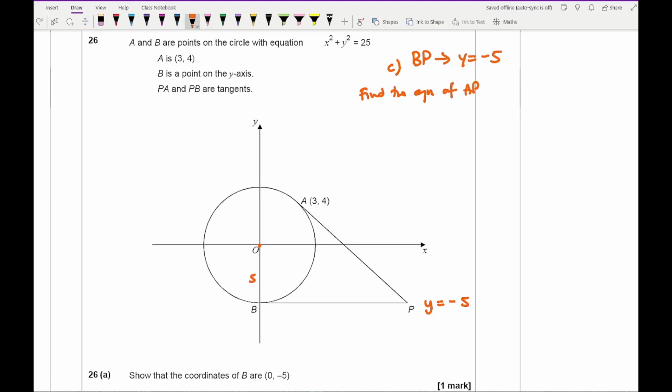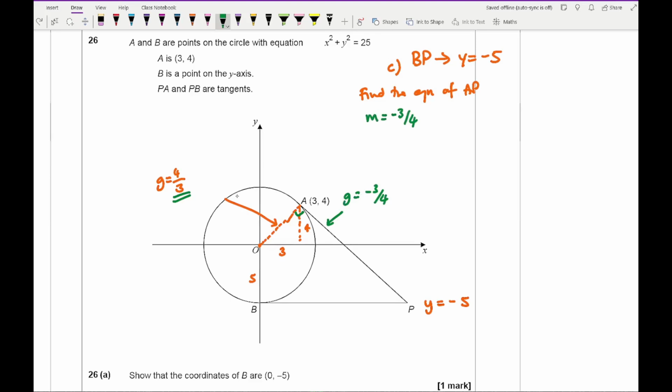Now for this, I know that a radius and a tangent meet at 90 degrees. So if I draw a triangle from O to A, this length here is 3 and that is 4. So the gradient of this line here is going to be 4 over 3. So therefore, the gradient of this line, which is perpendicular, is going to be the negative reciprocal of this. So here the gradient is going to be minus 3 over 4. So m equals minus 3 over 4.